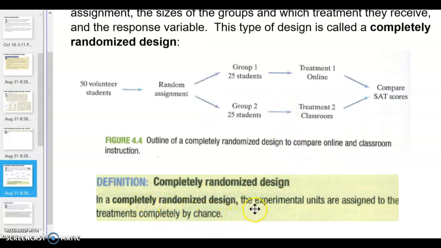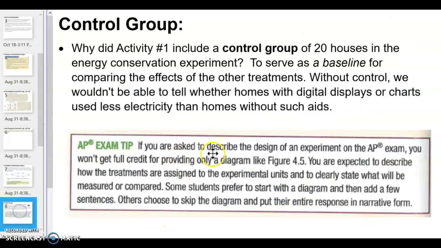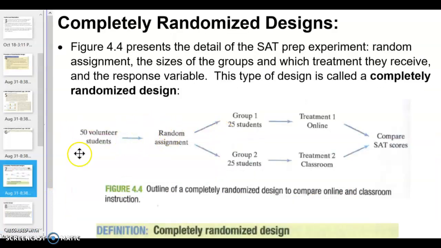So in a completely randomized design, they are assigned by chance to the different groups. So in this little AP exam tip, if you're asked to describe it, you won't get full credit with just a diagram. You're expected to describe how the treatments are assigned to the experimental units and clearly state what will be measured or compared. So I need to explicitly write out these arrows.